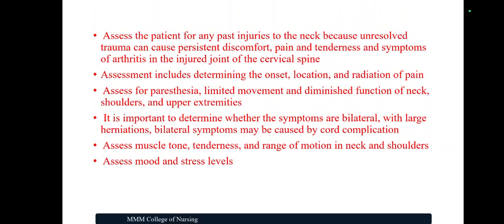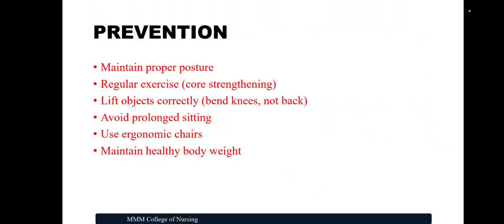Assess the patient for any past injuries to the neck because unresolved trauma can cause persistent discomfort, pain and tenderness. Assessment includes determining the onset, location and radiation of the pain, and assessing for paresthesia, limited movement and diminished function of the neck. It is important to determine whether the symptoms are bilateral with large herniations. Assess the muscle tone, tenderness and range of motion in the neck and shoulders. Assess the mood and stress levels.